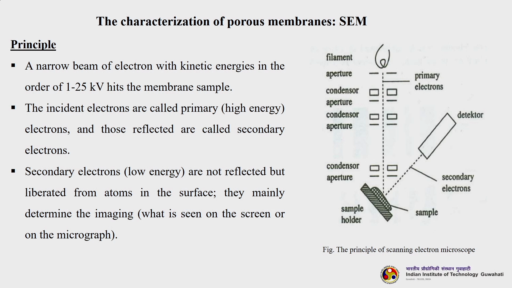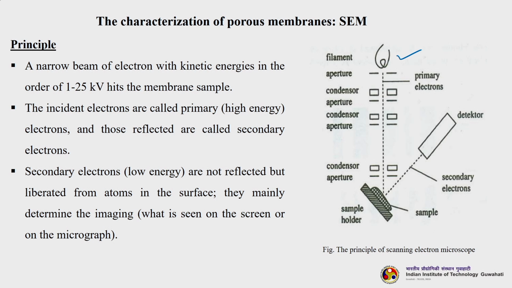A narrow beam of electrons with kinetic energy in the order of 1 to 25 kilovolt hits the membrane sample. This is a filament source, which generates the primary electrons. Then it passes through condenser aperture 1 or 2; we have 2 condenser lenses. Then it goes through another condenser aperture and finally bombards the sample. Then it generates secondary electrons as well as some BSEs. Now, these secondary electrons are detected by the detector.